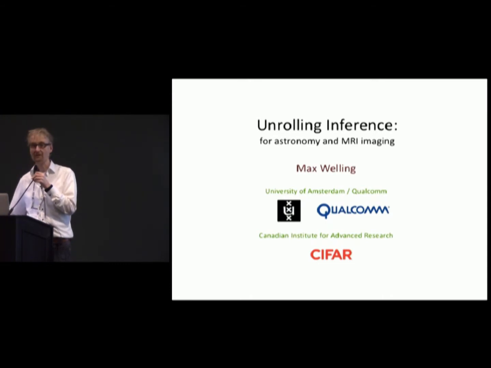I'll be talking about a technique called recurrent inference machine. That's basically a deep learning technique for doing inference in a graphical model. And I'm going to apply that to two exciting topics. One of them is astronomy, trying to reconstruct radio images of the sky from measurements by collections of antennas called the Square Kilometer Array, which hasn't been built yet but is going to be built, and LOFAR.